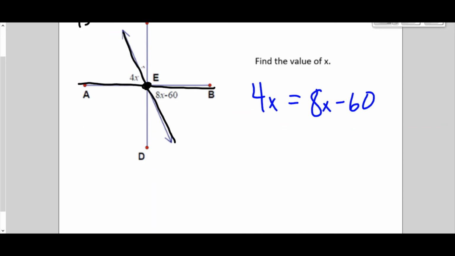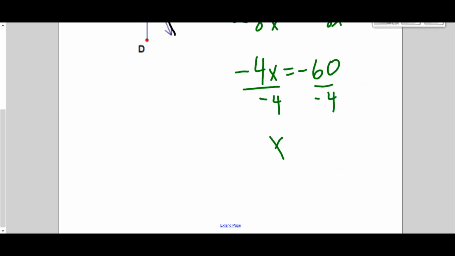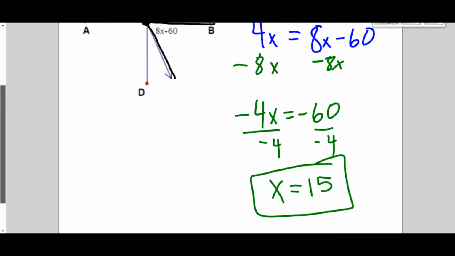There's a lot of different ways to solve this. I'm going to subtract 8x from both sides. So 4x minus 8x, that's negative 4x equals negative 60. And then divide both sides by negative 4. I'm going to get x equals 15. So be careful when you have a negative in front of your x, you're dividing both sides by a negative. So here we get x equals 15.